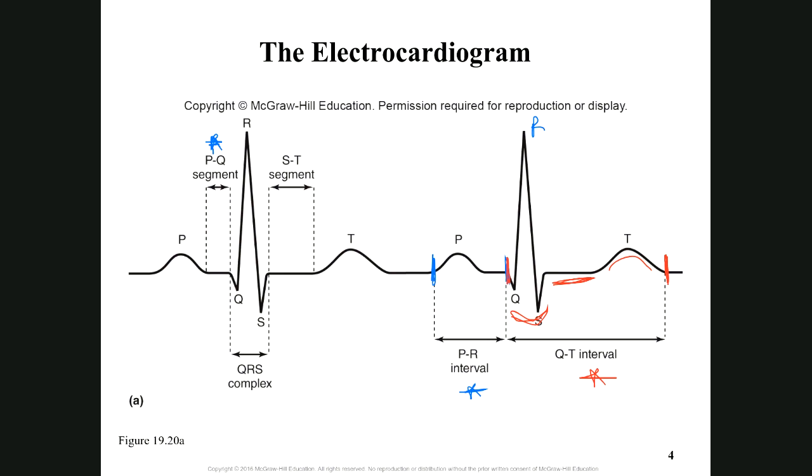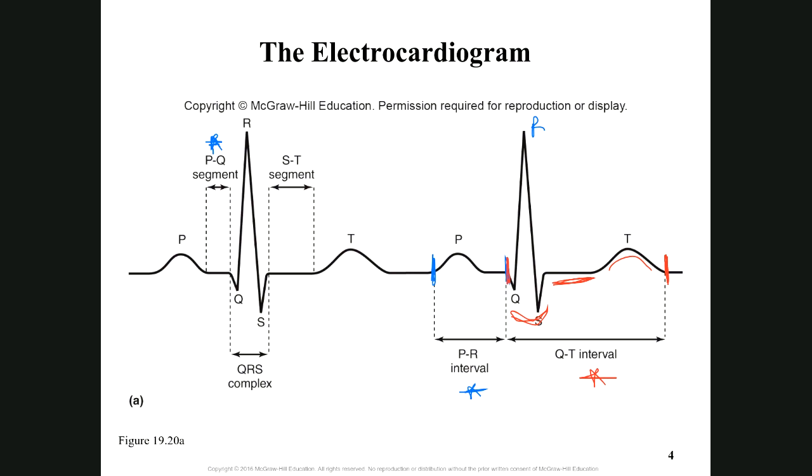This PR interval and QT interval are very important. The unit of these intervals is seconds. And we should have a normal range for the PR interval and QT interval. If this time is longer than normal, it means that our heart beats slower. If this time is shorter than normal, it means that our heart can beat faster. And all of them, bradycardia or tachycardia, can be a problem for our heart.